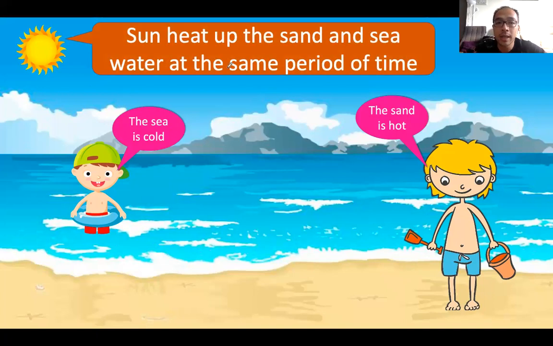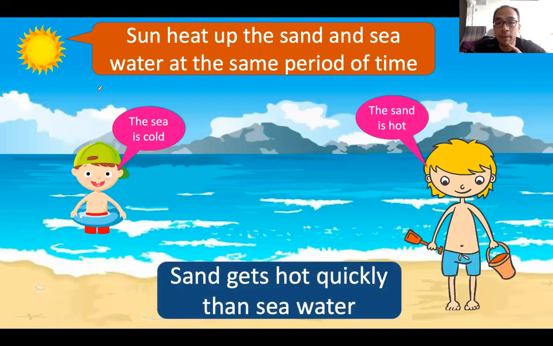The sun heats up the sand and the seawater at the same period of time. Logically, the sand and the sea should be equally hot, because they are both heated by the same sun. But we find out that the sand gets hot more quickly than the seawater. We're not saying that the sea is not hot at all. It is just that in comparison, the sand becomes hot faster than the sea. Pasir lebih cepat panas daripada air laut.